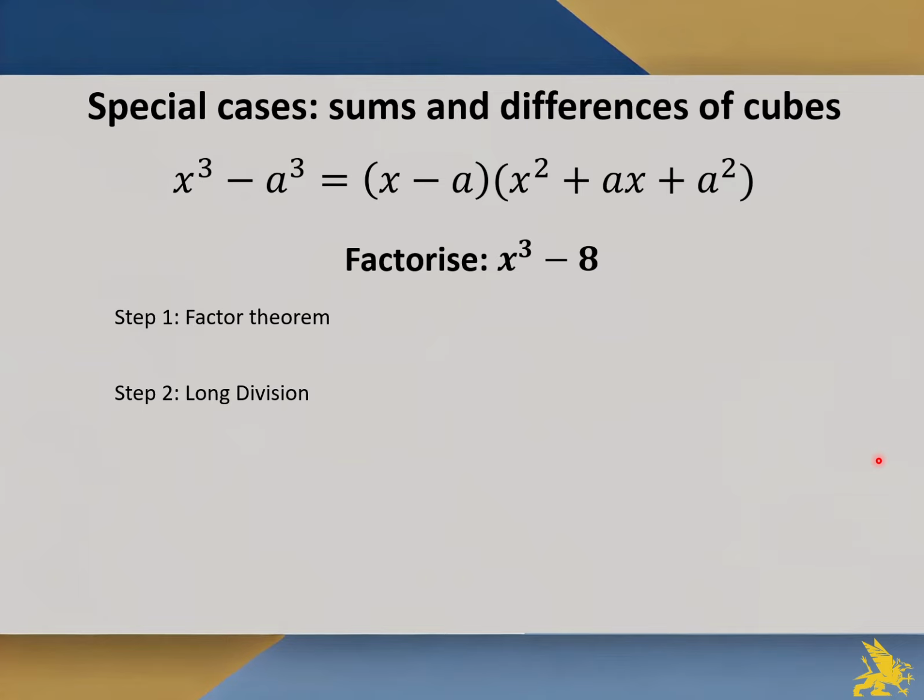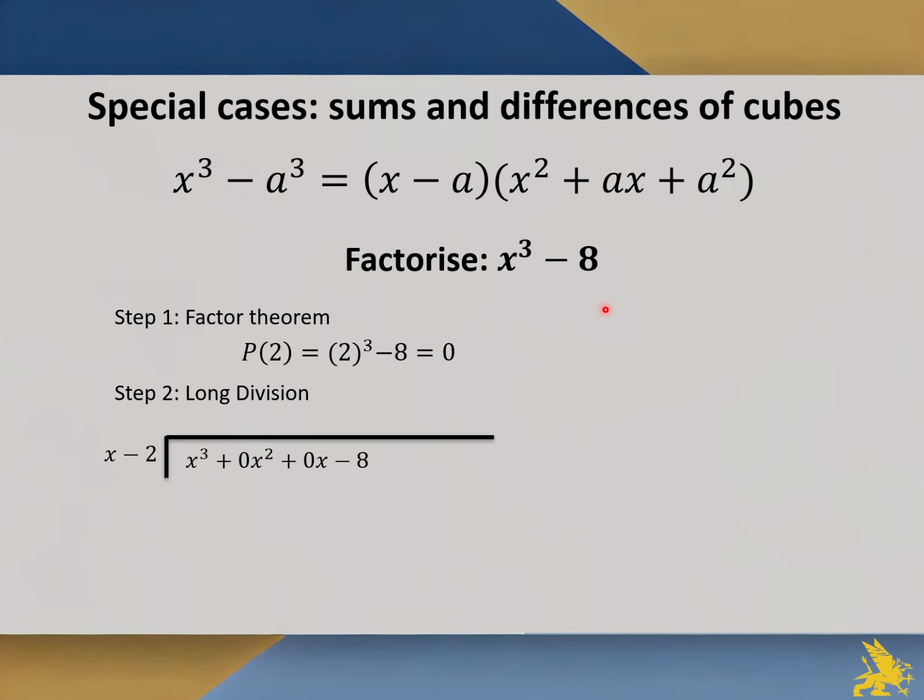So if we're factorizing x to the power of 3 minus 8, if I substitute 2 in, we instantly know it's going to be equal to 0. So if I wanted to do long division to check this out, remember as I write it, I'm just going to write a 0x squared because I've got none, plus 0x minus 8.